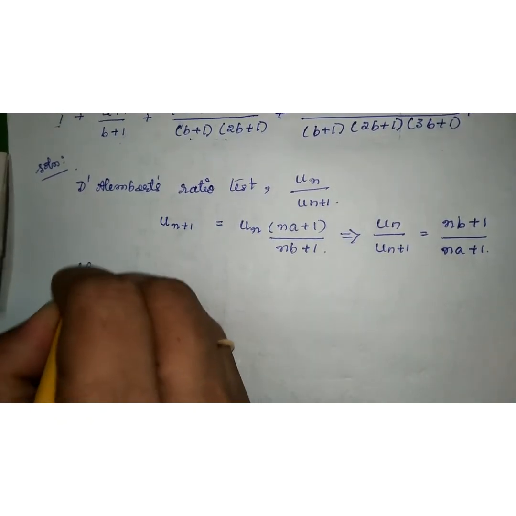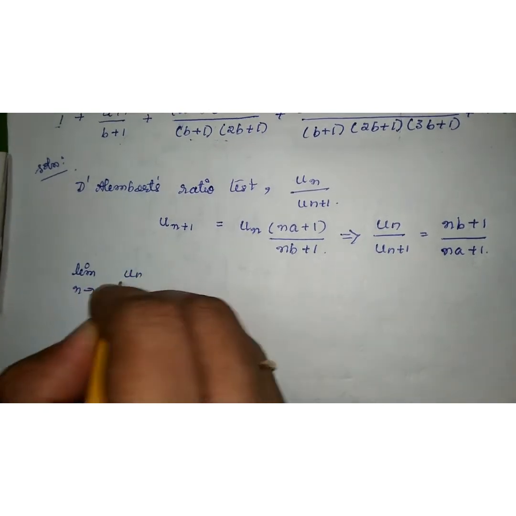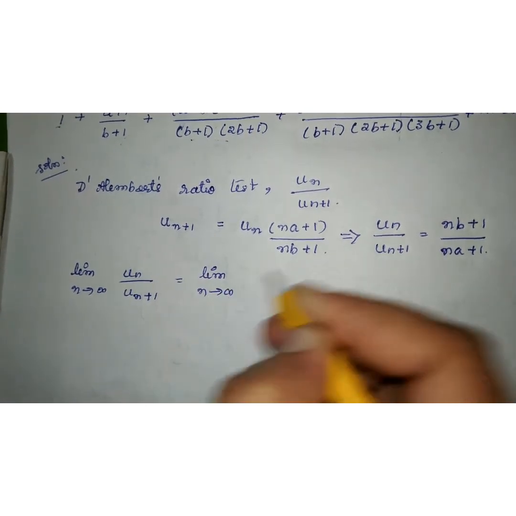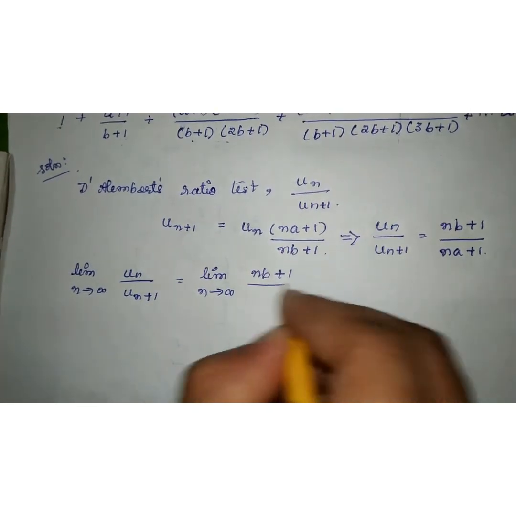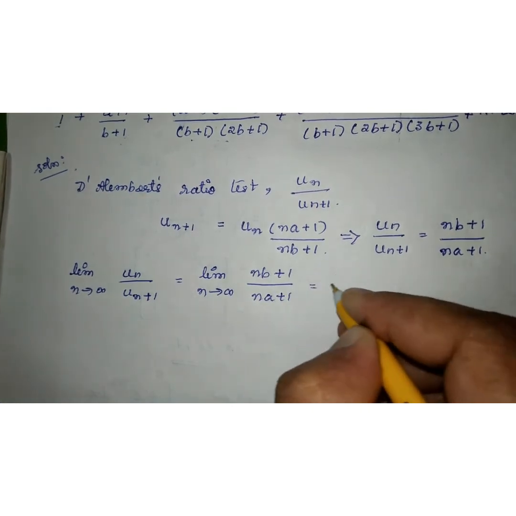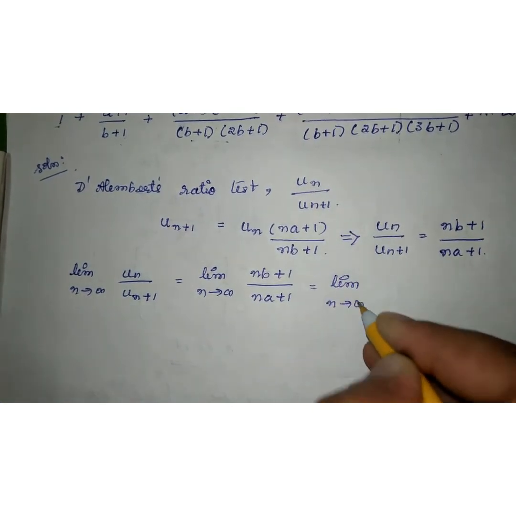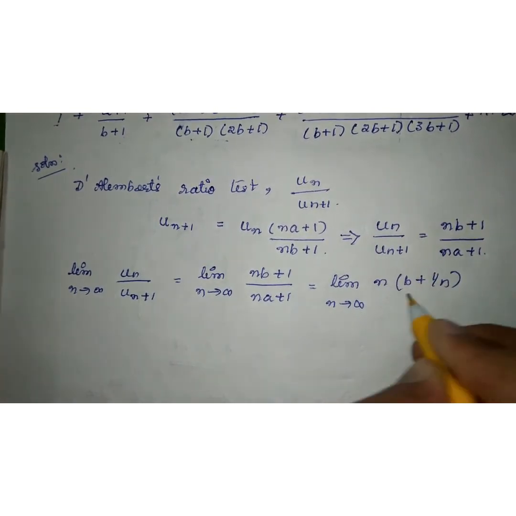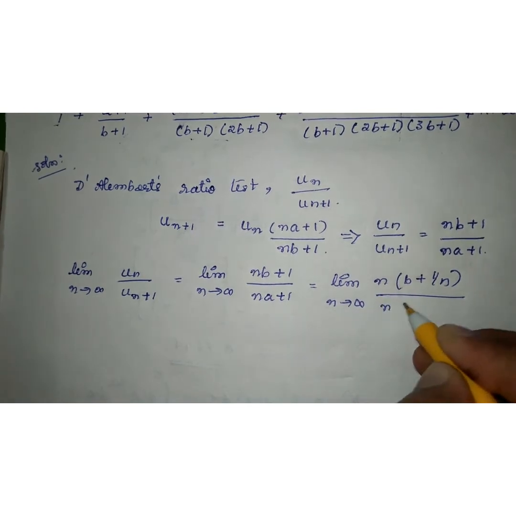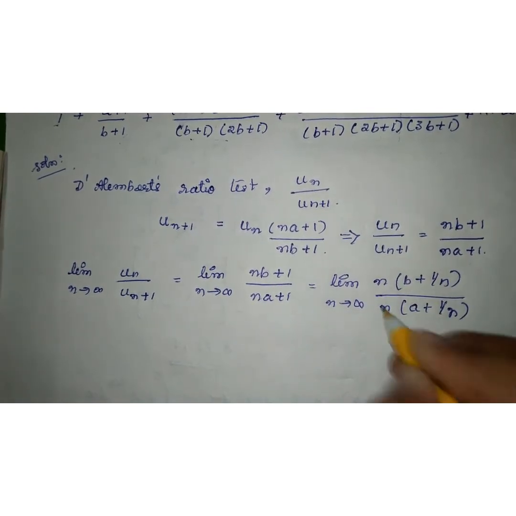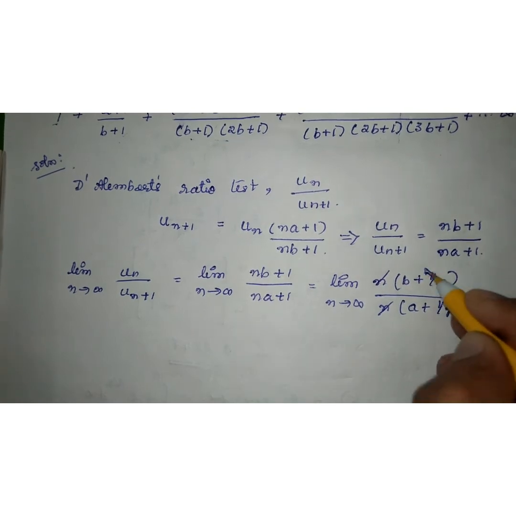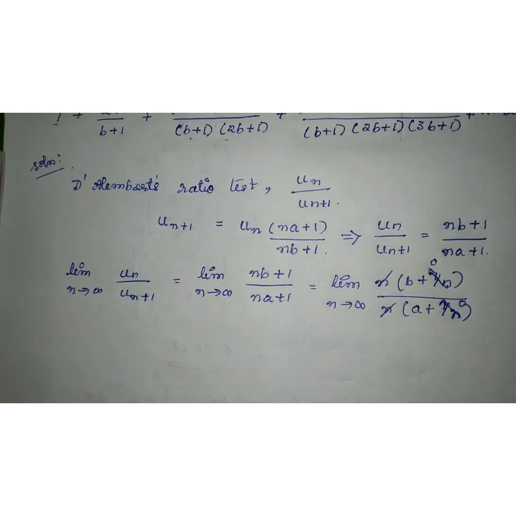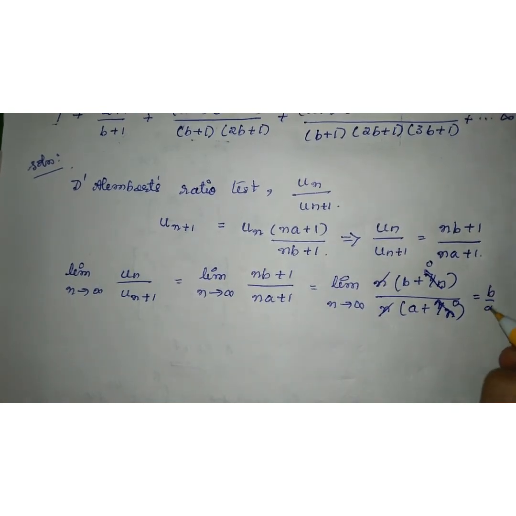Here let us apply limit n tends to infinity on un by un plus 1. So it is limit n tends to infinity (nb plus 1)/(na plus 1). Taking n common, you get (b plus 1/n) divided by (a plus 1/n). Clearly n cancels, and 1 by n is 0 because n tends to infinity, 1 by infinity is 0. So you get b by a.